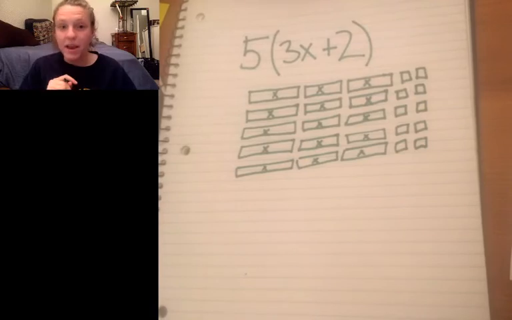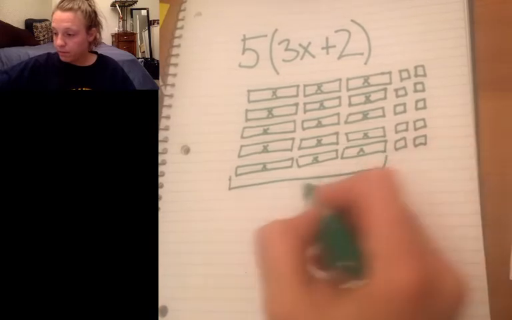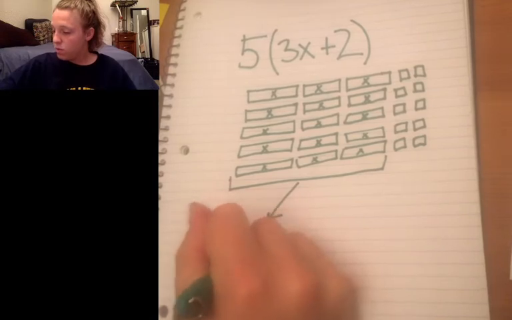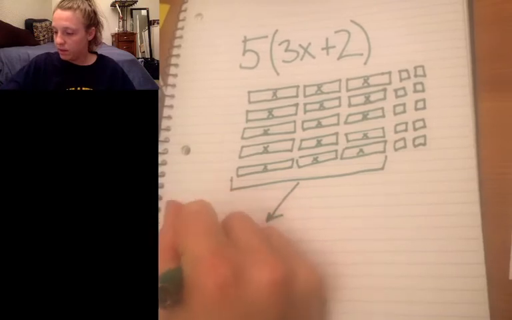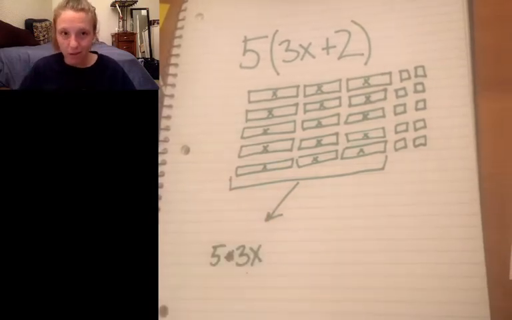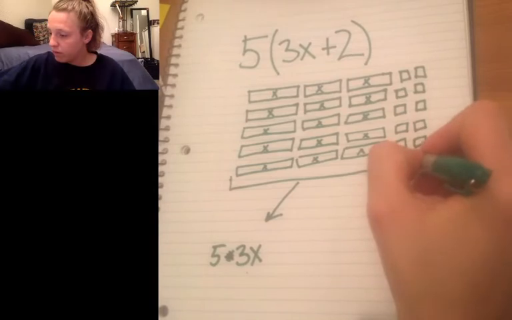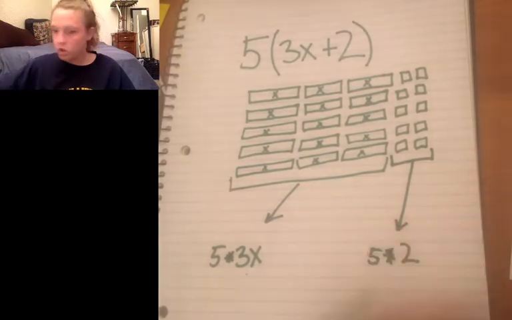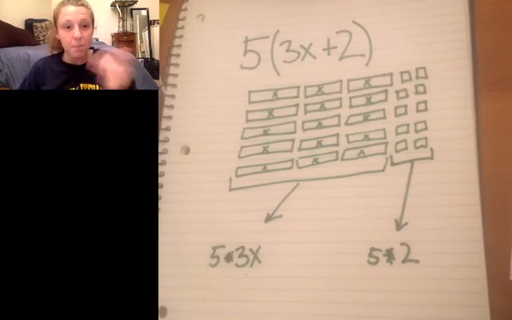If we were to break this up into 2 groups, what we would get is that this group is 3x times 5. And I'm going to draw it that way because it will make the math a little bit more clear. And here, this section is 5 times 2. And if we want to apply the order of operations and make this even simpler, we can make both of these a simpler problem.